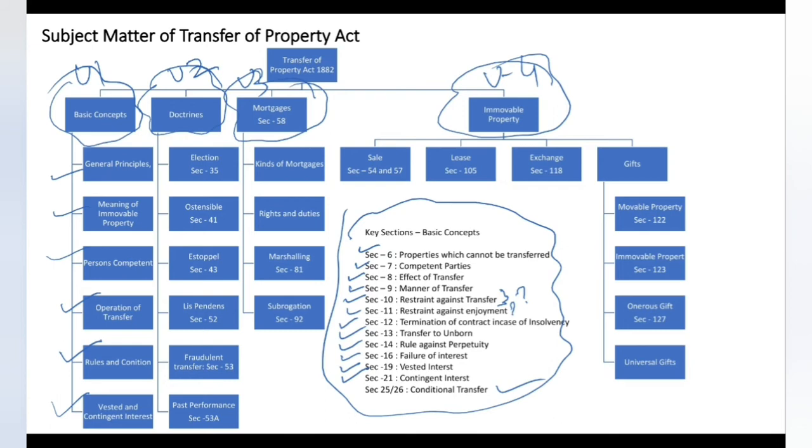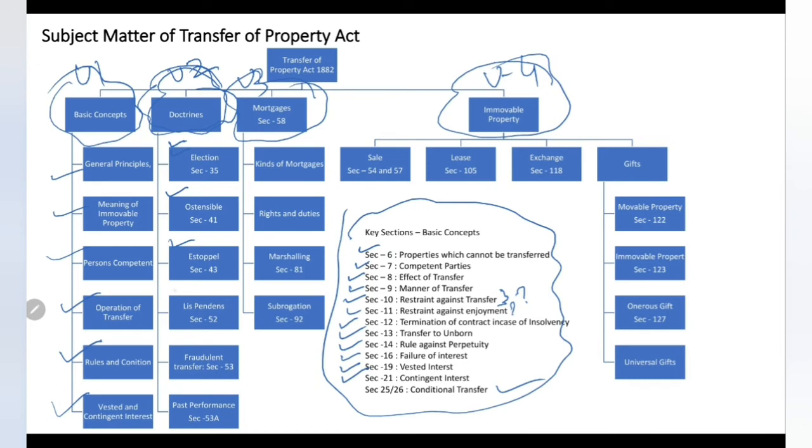And next comes the question of doctrines. There are 6 doctrines under the Transfer of Property Act which we need to study carefully. First one is doctrine of election, which is dealt in section 35. Ostensible owner or holding out, section 41. Doctrine of estoppel, section 43.